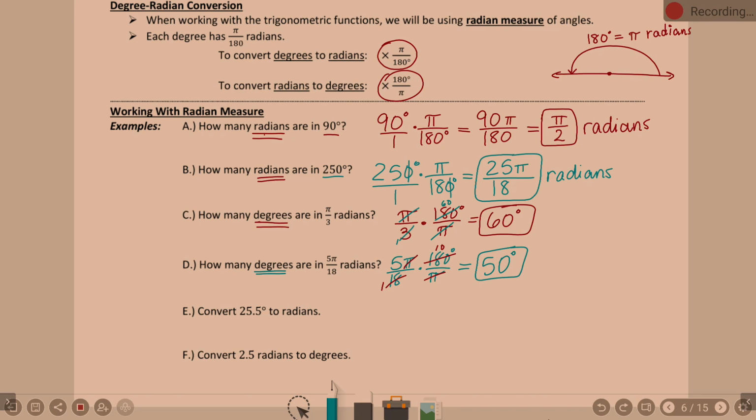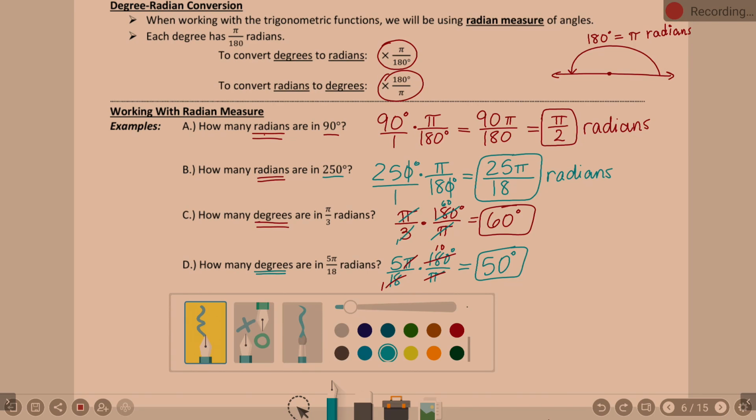50 degrees. Okay. And you can do some of this on the calculator. Don't get me wrong. We've got to know our fraction skills. There's not always a calculator option. But there will be on this one. Yes, you will have a calculator option on your test. Okay, E. Convert 25.5 degrees to radians.